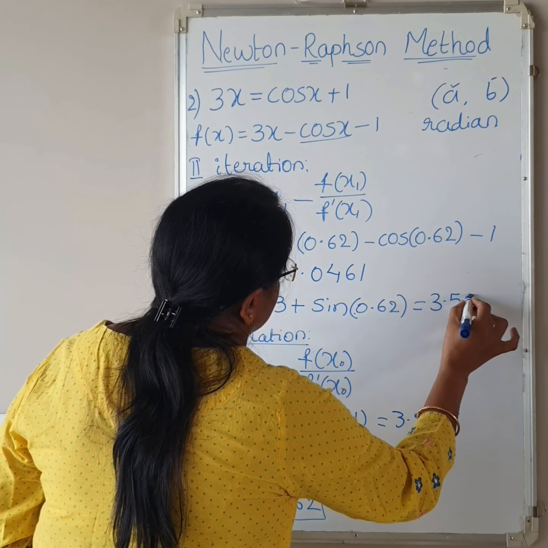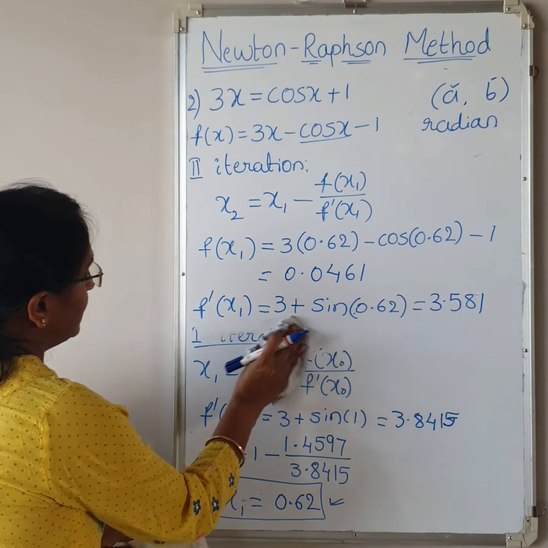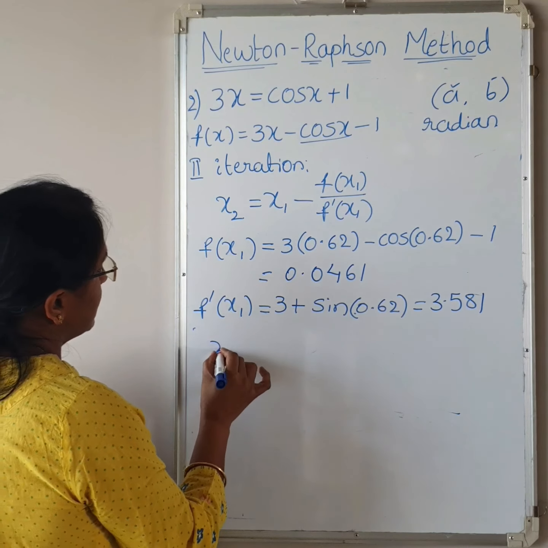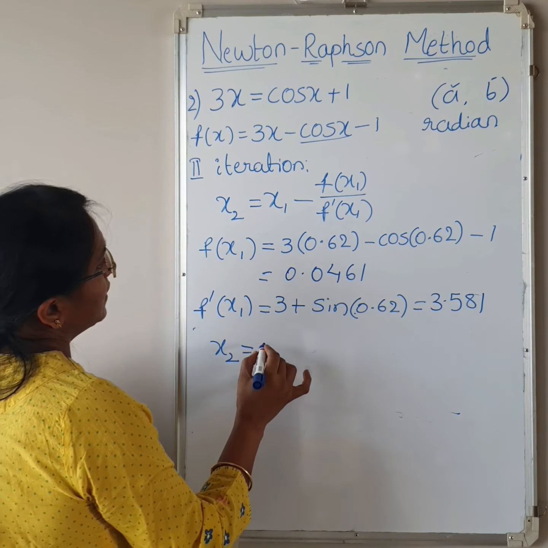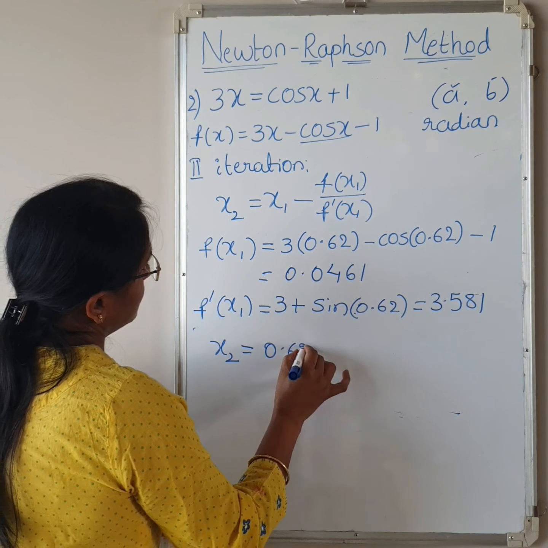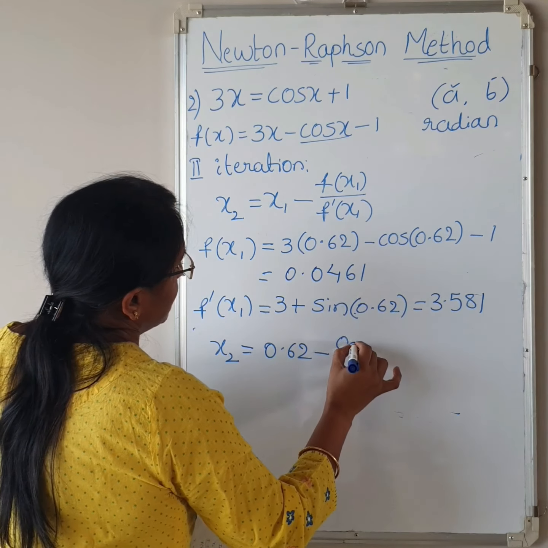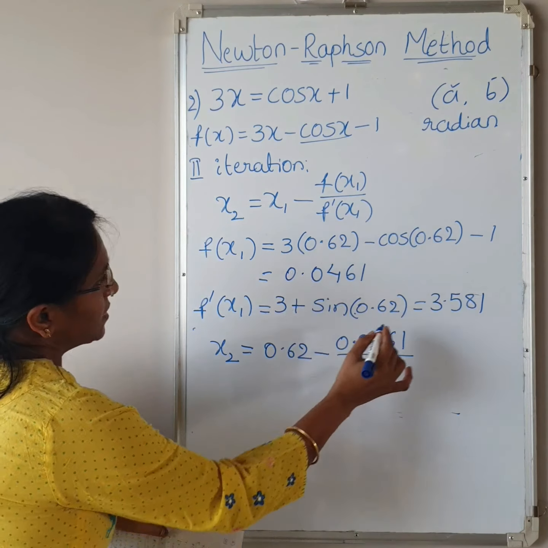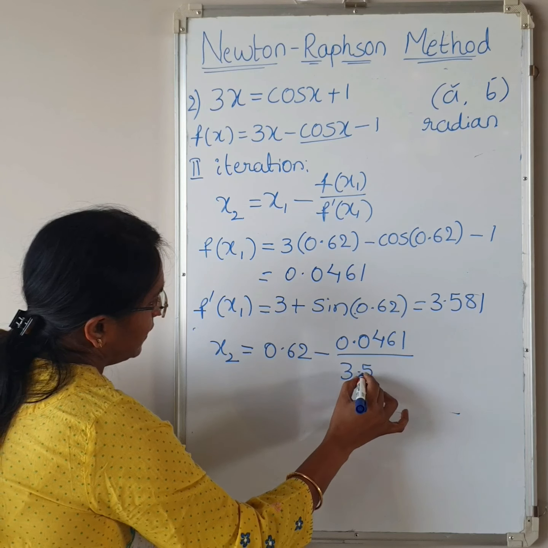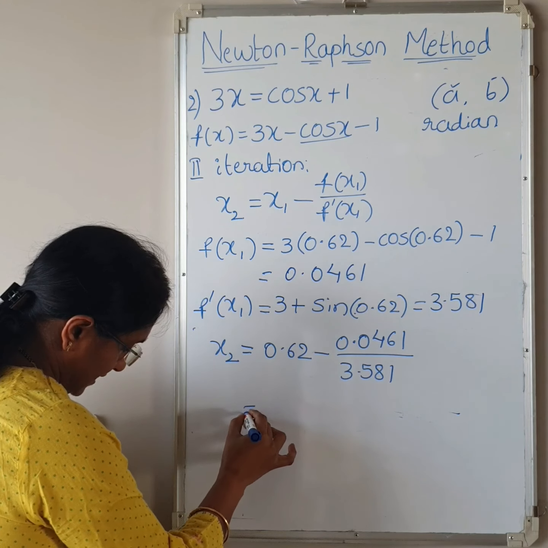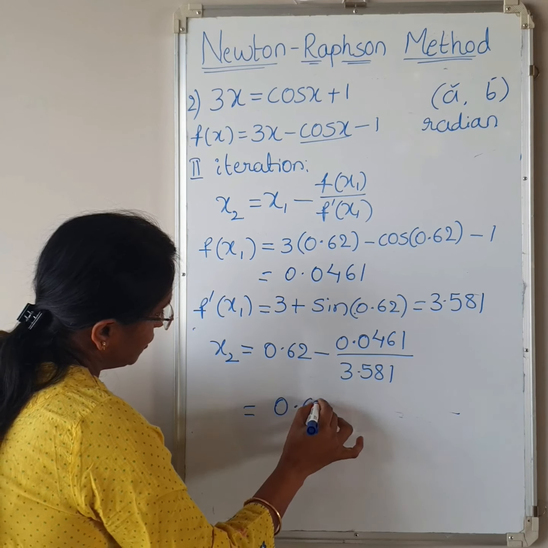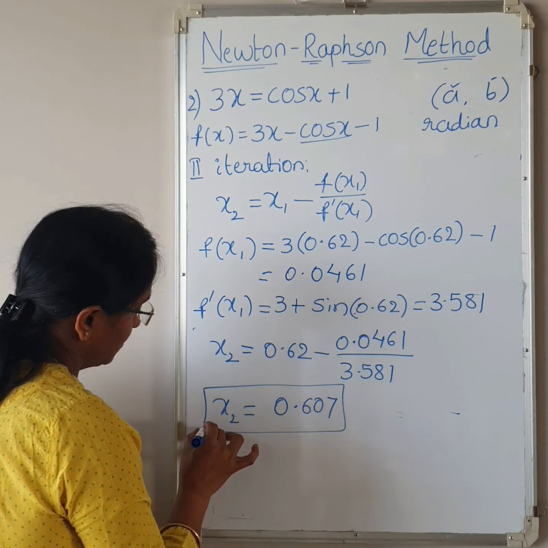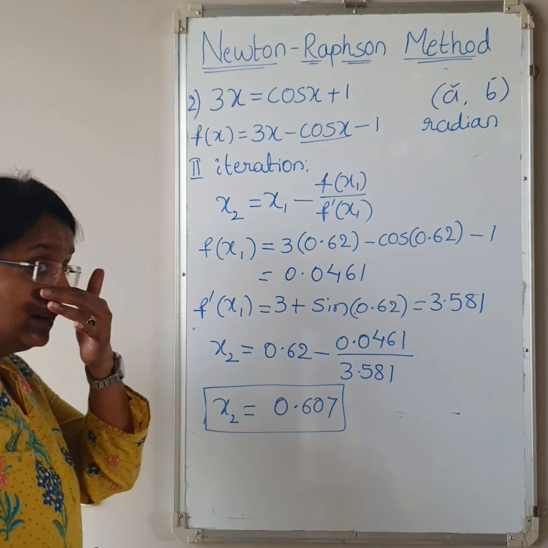We will substitute these in x2. So x2 is equal to x1, which is 0.62, minus f of x1, 0.0461, divided by f dash x1, 3.581, and its answer is 0.607. So x2 is equal to 0.607. Now let us take the third iteration.